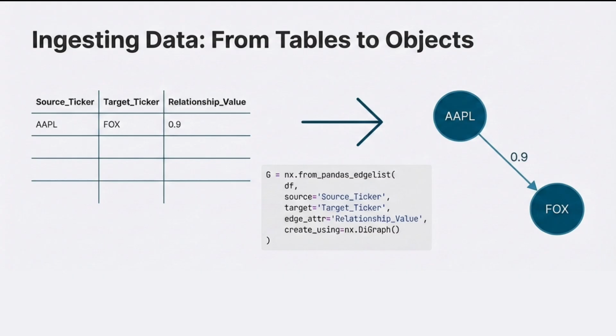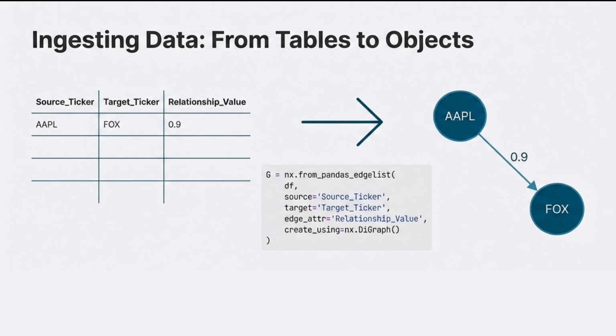This slide shows the practical step of ingesting data, meaning turning a table into a graph object. On the left, we see a simple table with columns like source ticker, target ticker, and relationship value. On the right, that table is converted into a directed edge from Apple to Fox with a weight of 0.9. The code snippet uses a pandas edge list and feeds it into NetworkX. This is a very common workflow in real-world network analysis.